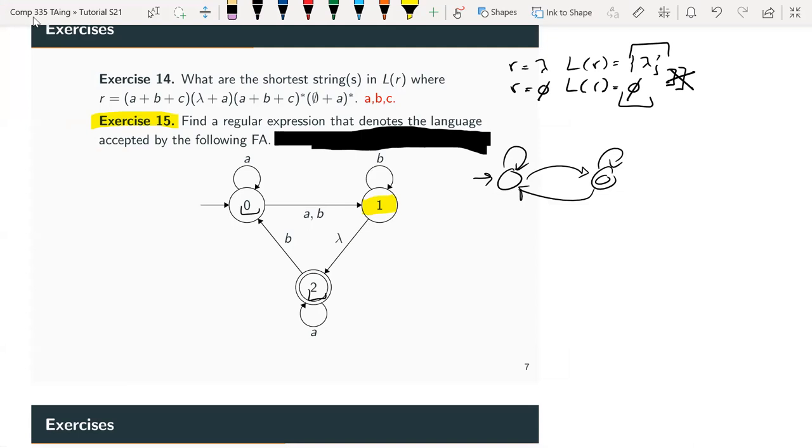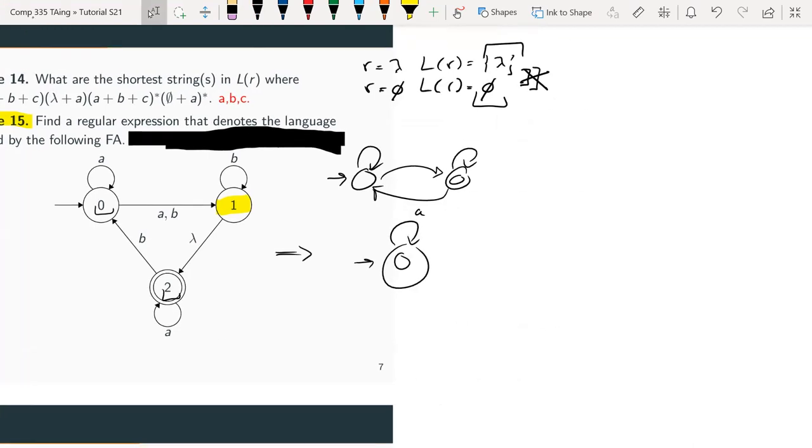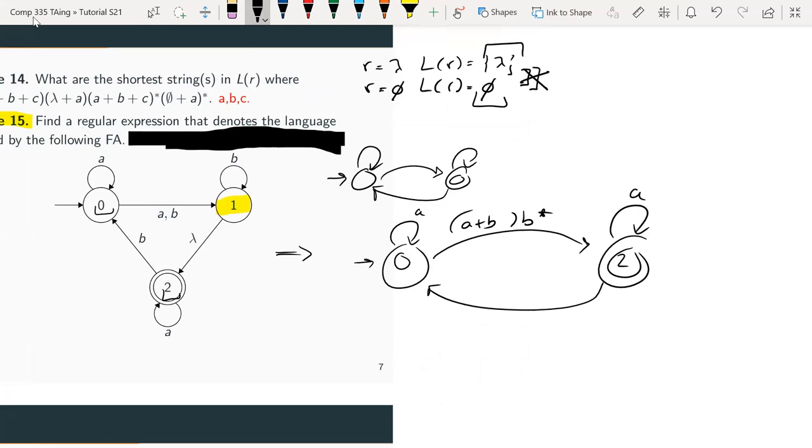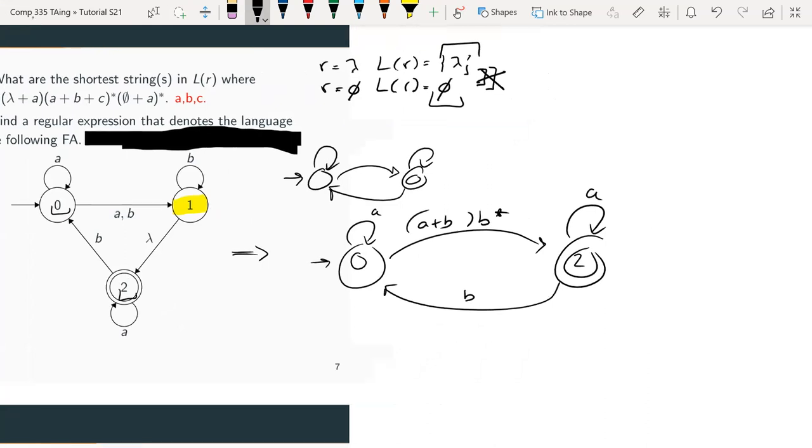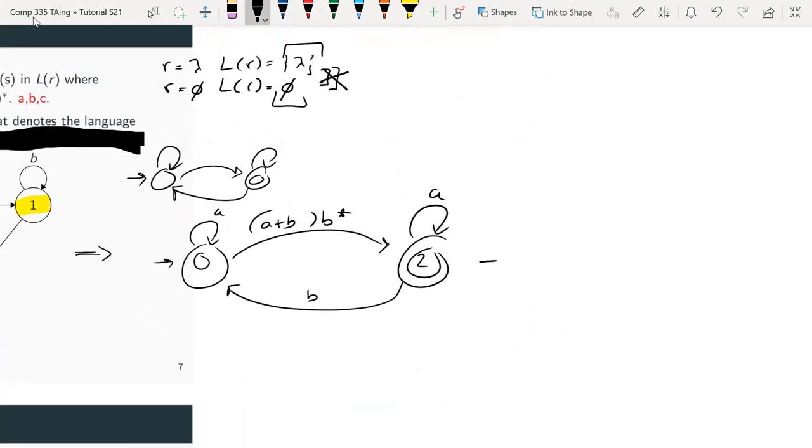So when I convert this, I still have state Q0, then I can go directly to 2 by reading A or B, and then reading B any number of times. Then I can stay in 2 with A any number of times, and then I can go back from 2 to 0 with B. The standard formula to go from this to a regular expression is I take this piece here. We're not going to need this piece for now.